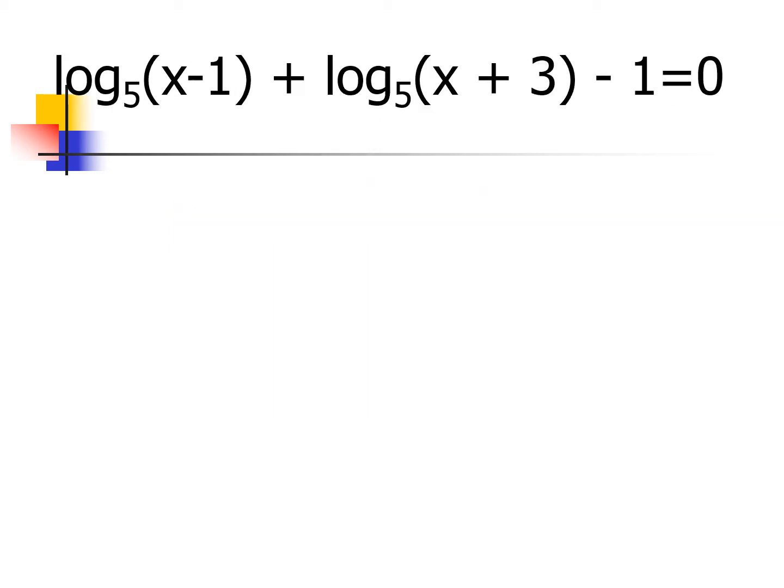Halimbawa, ang ating given example ay logarithm of x minus 1 to the base 5 plus logarithm of x plus 3 to the base 5 minus 1 equals to 0. Ang una po natin gagawin, itatranspose natin ang negative 1 sa kabilang side at pwede po natin itong pagsamahin. Bakit? Dahil meron silang same base na 5 at pinaghihiwalay ito ng plus sign.